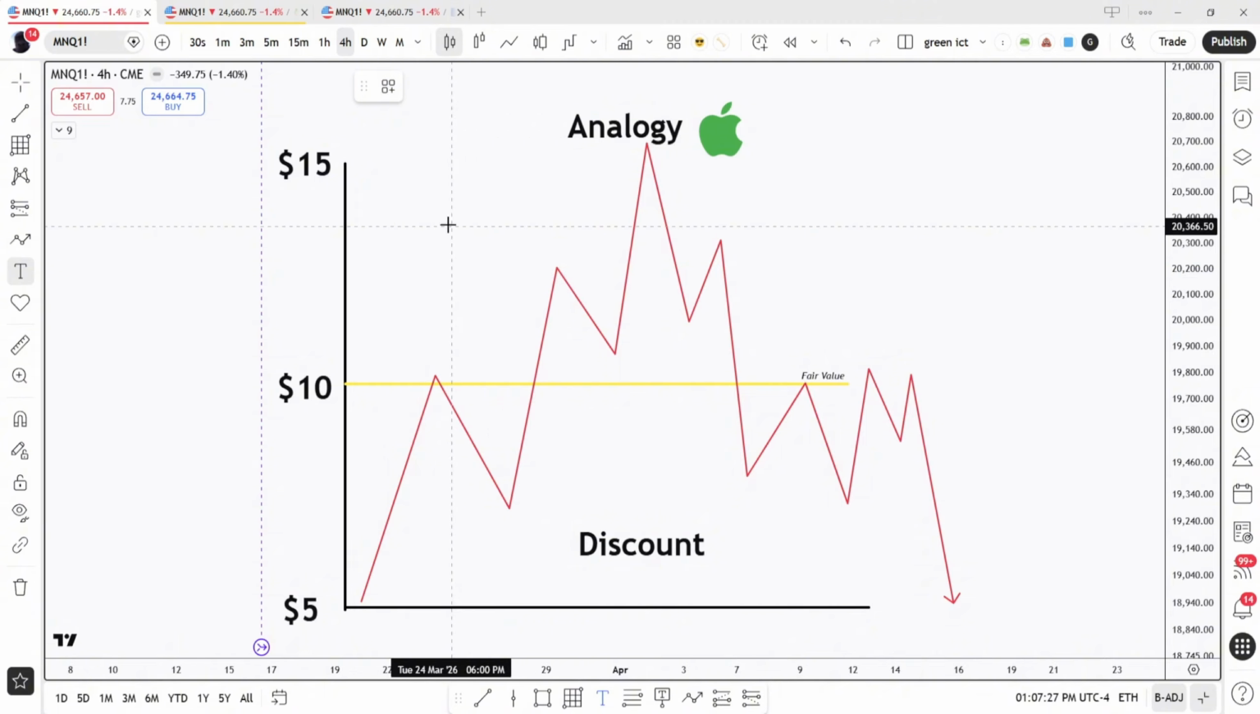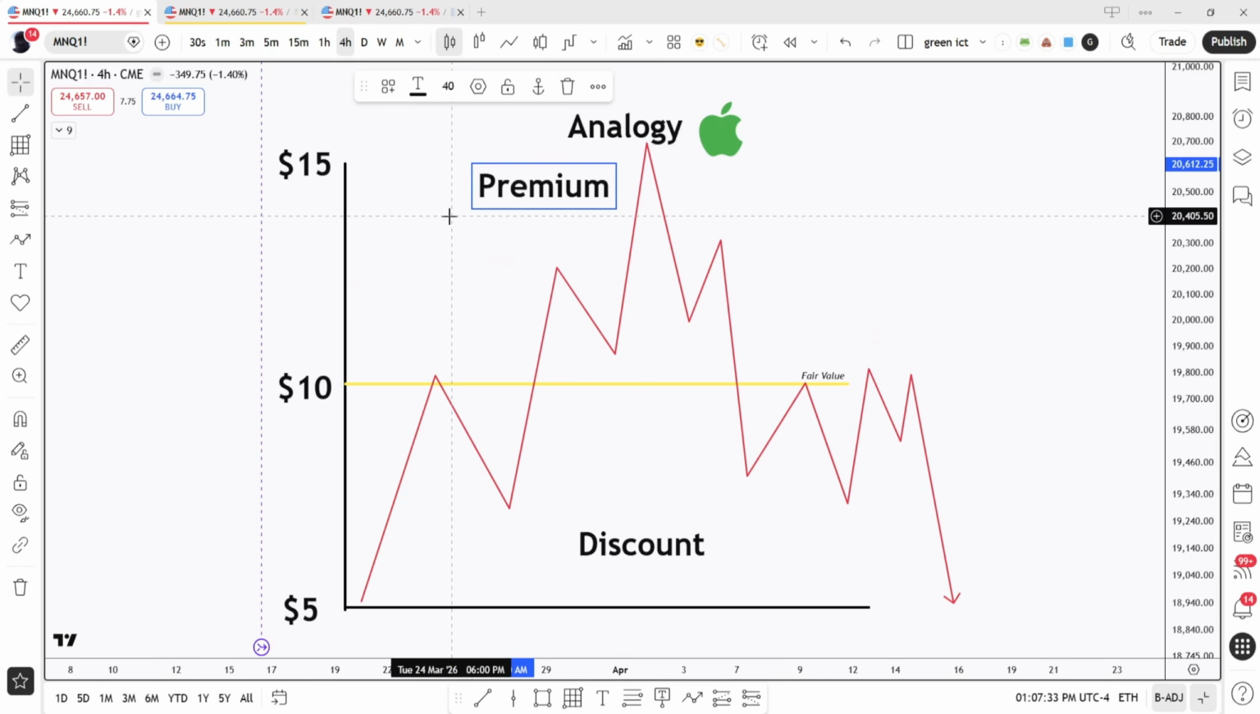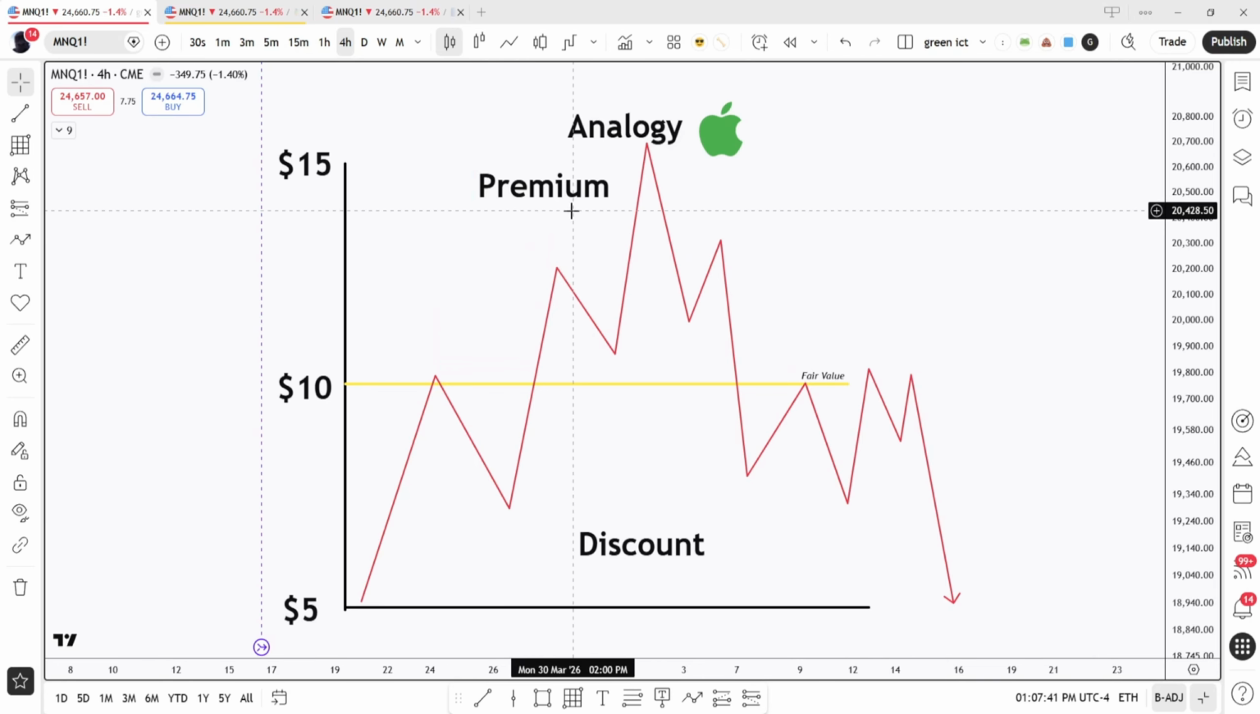Now, up here, this is premium. This favors sellers because apples are pretty expensive. They're $5 above the fair value. And this is generally overbought and the price is too high. It's inflated. So in premium, you are going to be selling, while in discount, you are going to be buying.